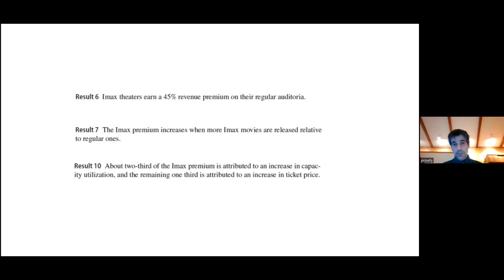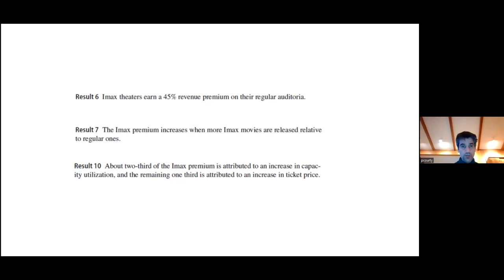you should get the prediction that the IMAX premium is larger when more IMAX movies are released. And we find that. So we do a differential effect, and we find that the IMAX premium increases more when more IMAX movies are released relative to regular ones. So there's really a spillover effect. Here we hold the theater constant, so it's not that the IMAX theaters have better characteristics that we don't observe. Holding the theater constant, if you release more IMAX movies, you have a spillover effect on non-IMAX revenues.